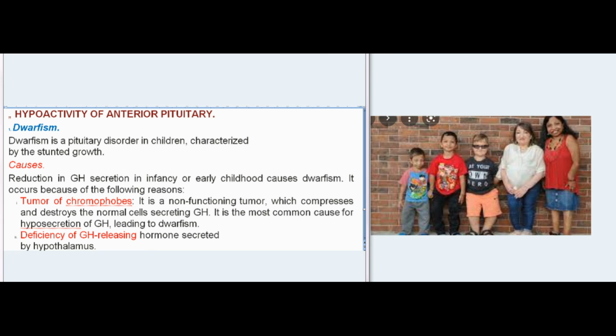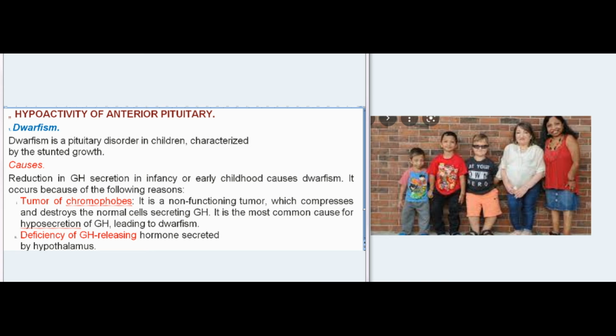Hypoactivity of anterior pituitary. Dwarfism. Dwarfism is a pituitary disorder in children, characterized by the stunted growth. Causes: reduction in GH secretion in infancy or early childhood causes dwarfism. It occurs because of the following reasons: 1. Tumor of chromophobes. It is a non-functioning tumor, which compresses and destroys the normal cells secreting GH. It is the most common cause for hyposecretion of GH, leading to dwarfism.